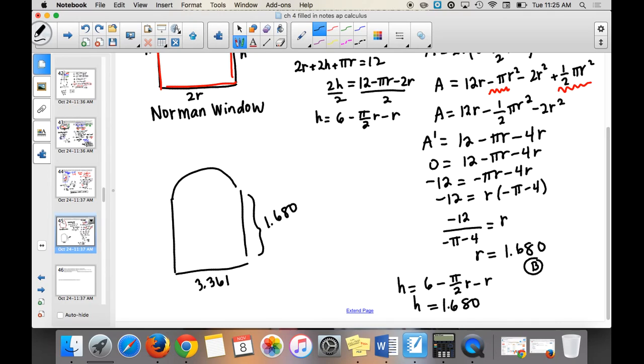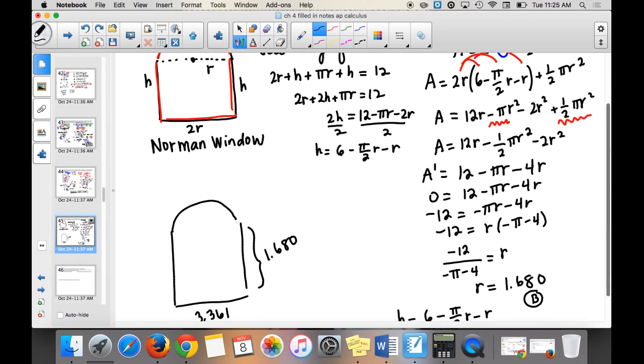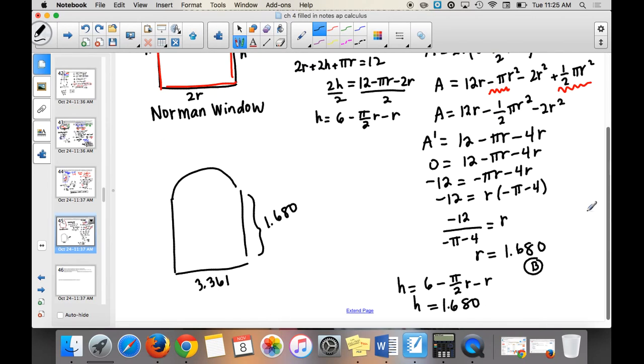Wait, where did the 3.361 come from? It was 2r originally, like in my drawing. Do you see how it's 2r on the bottom? So I just doubled it. Oh, okay. And then I guess I should put my units, right? These are meters. The big old window. So is that the dimensions? Yeah, those are the dimensions.